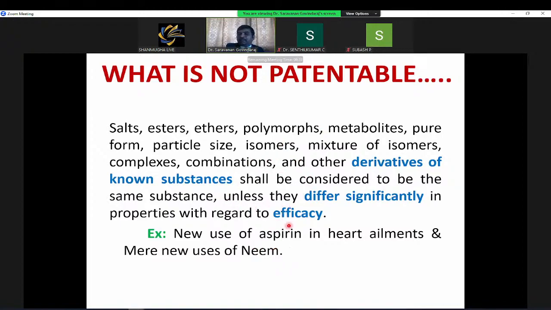Okay, like aspirin. For the new use, aspirin will come under the category of an NSAID only. But nowadays, aspirin is used in heart diseases for preventive purposes. That is a new use only, but we are not able to protect it with a patent. Like that, with new uses of neem, any new uses of already existing products, we can't go for a patent.